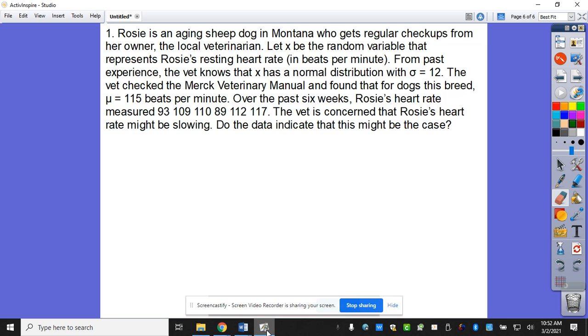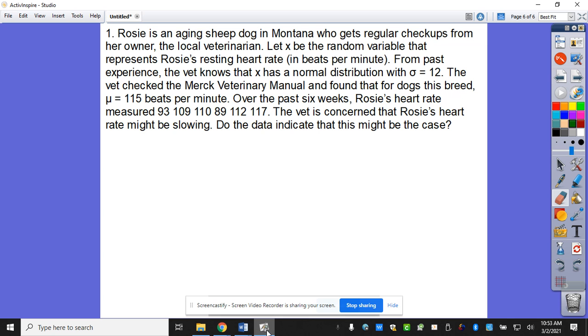Rosie is an aging sheepdog in Montana who gets regular checkups from her owner, the local veterinarian. Let X be the random variable that represents Rosie's resting heart rate in beats per minute. From past experience, the vet knows that X, which is her heartbeat, has a normal distribution with sigma equals 12. The vet checked the manual and found that dogs of this breed have a mean of 115 beats per minute.